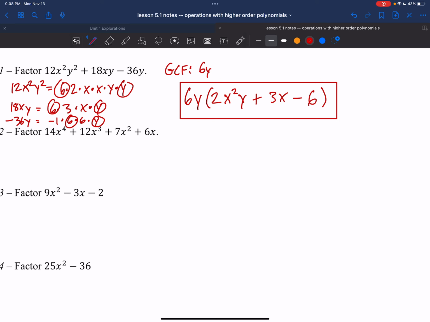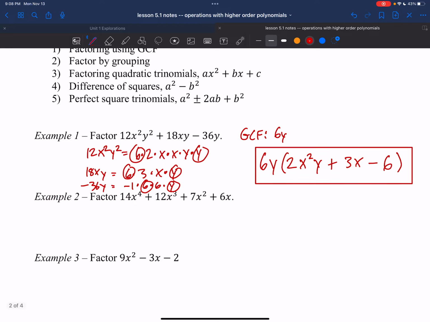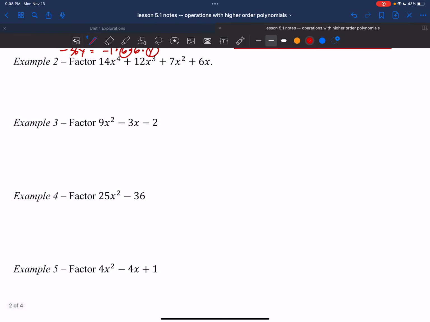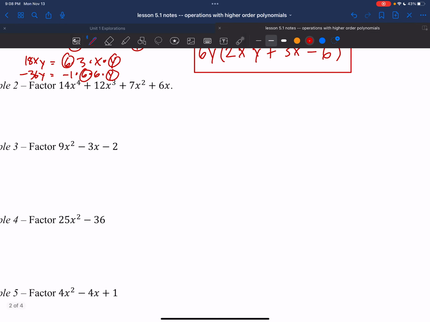That's all it is. It's just a reminder. If that did not make any sense to you, you probably need to go back to lesson 4.0, okay? Go revisit that and observe. Okay, the next example is over factoring by grouping.